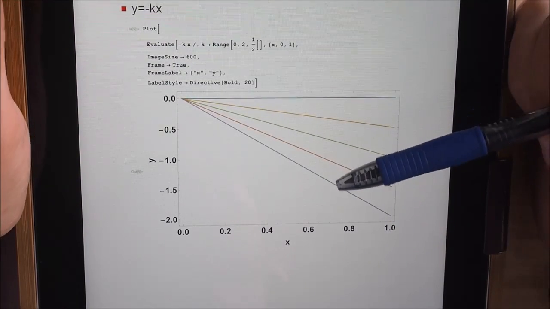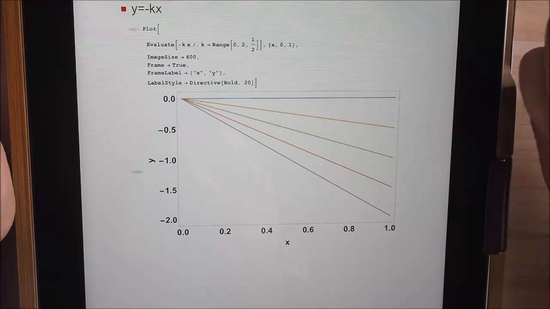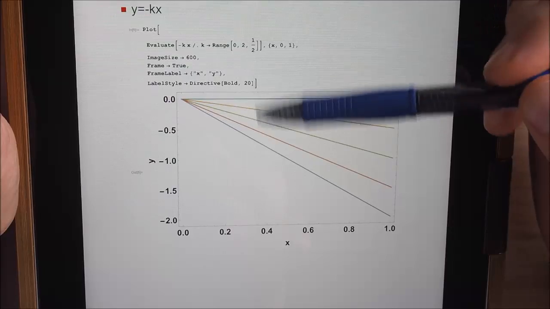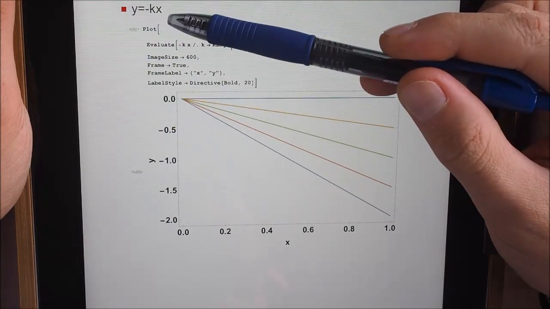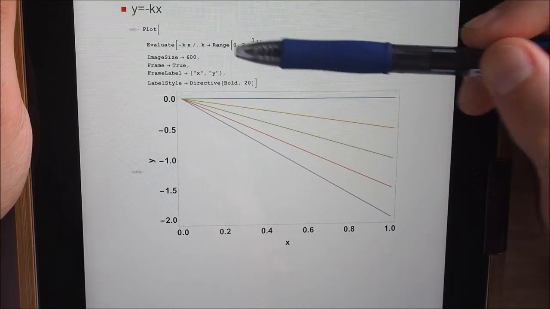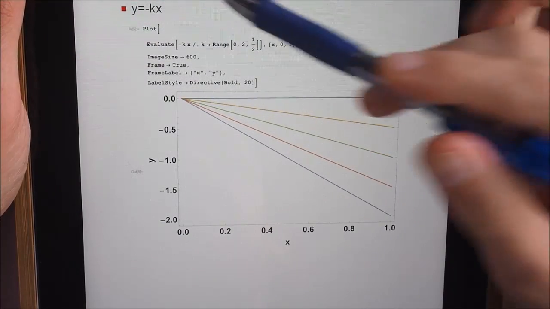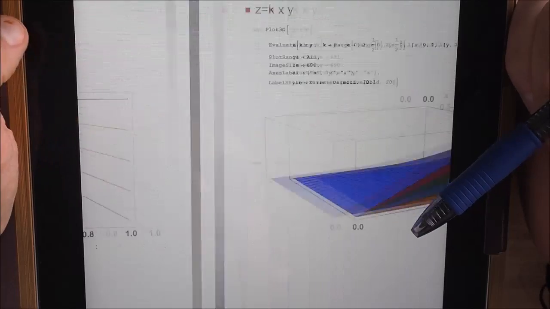So y here is negatively correlated with x. So we can say that y decreases as x increases linearly. So it's not an inverse relationship because there's no reciprocal here. It's just negatively correlated or negatively proportional. So y is negatively proportional to x.